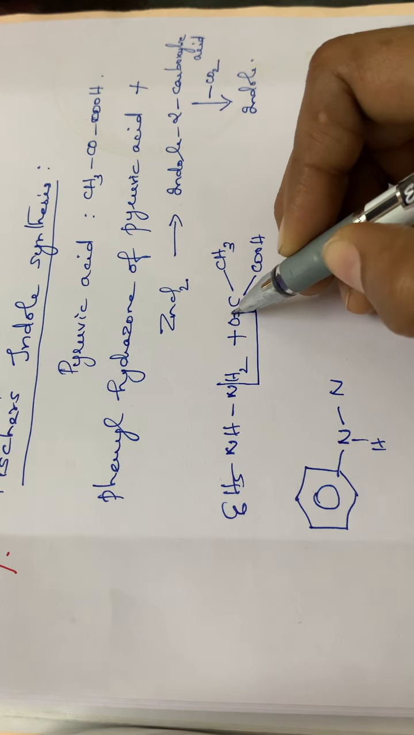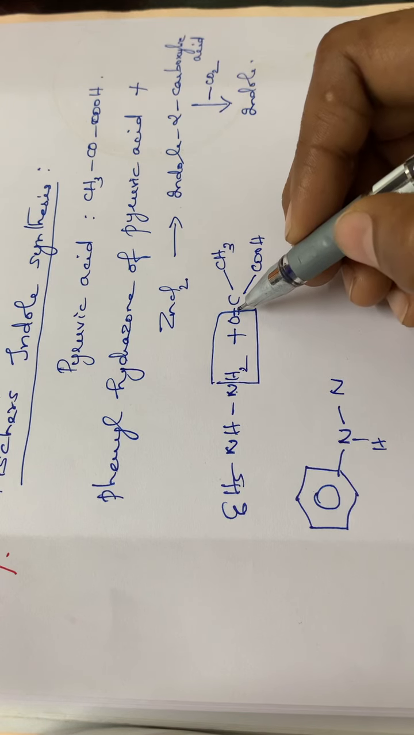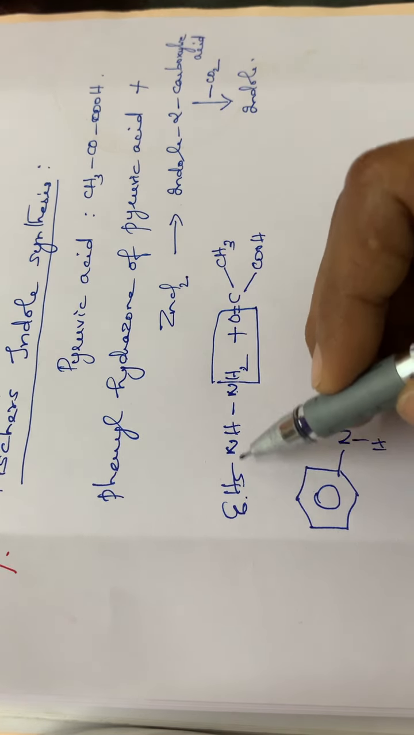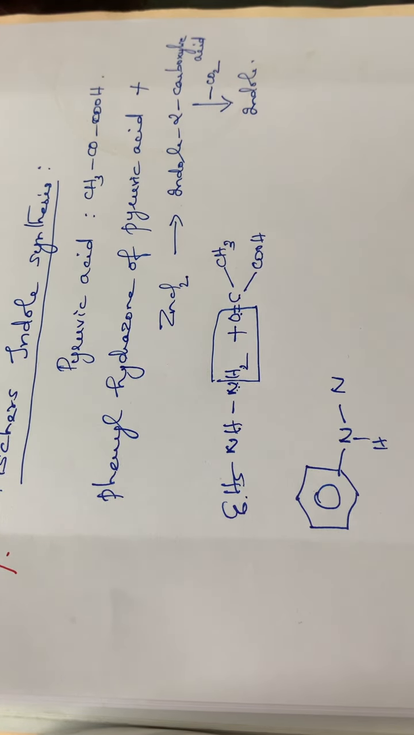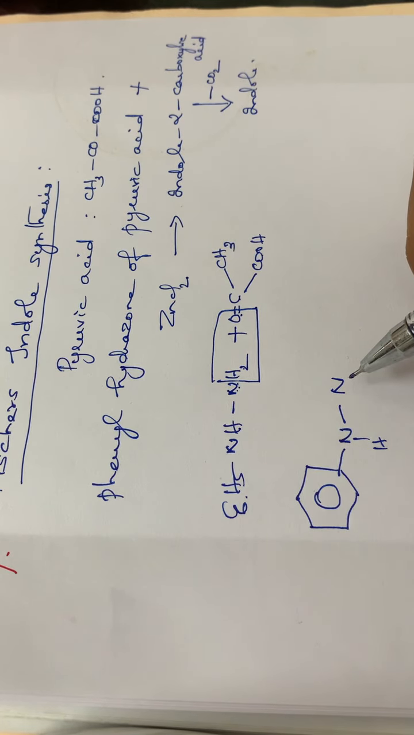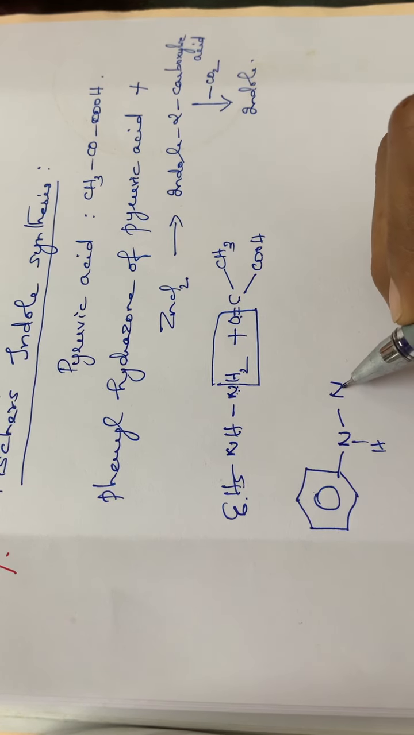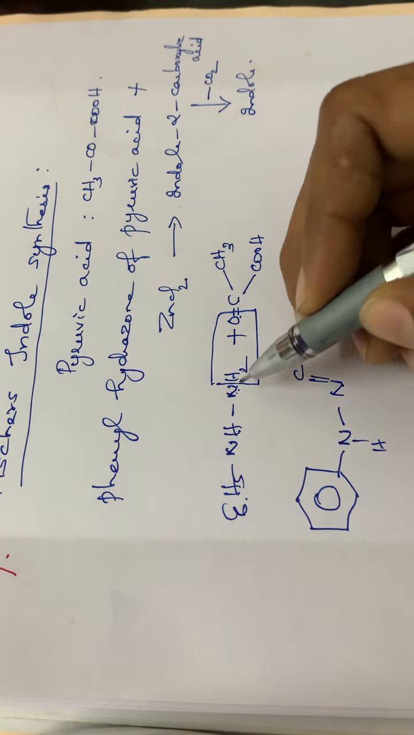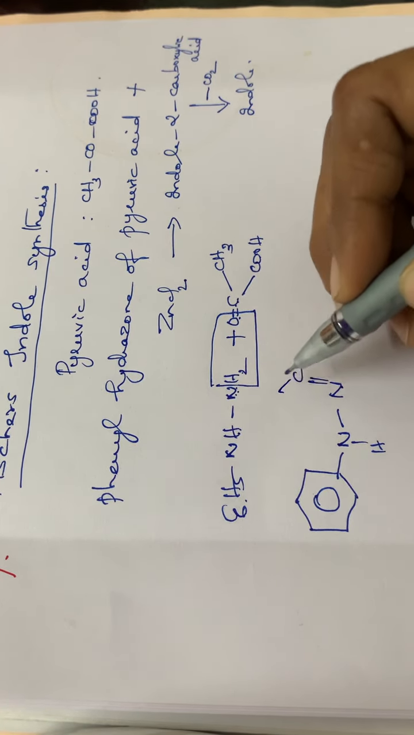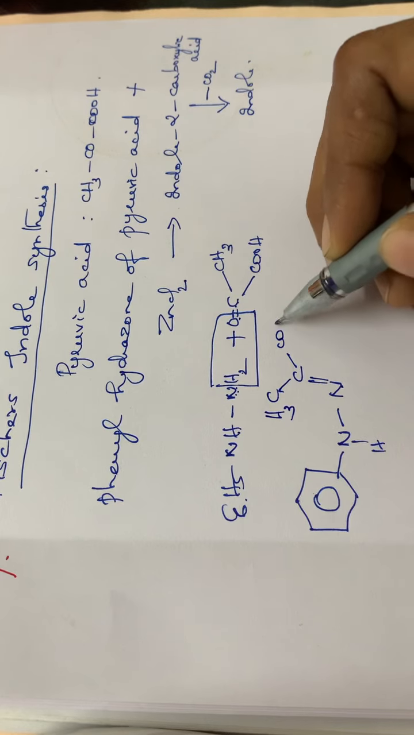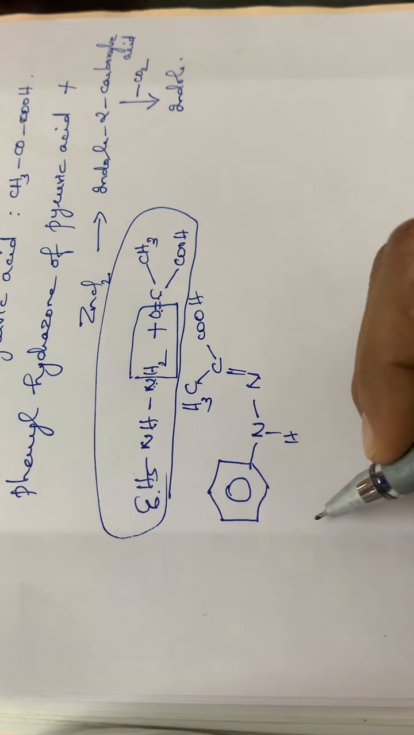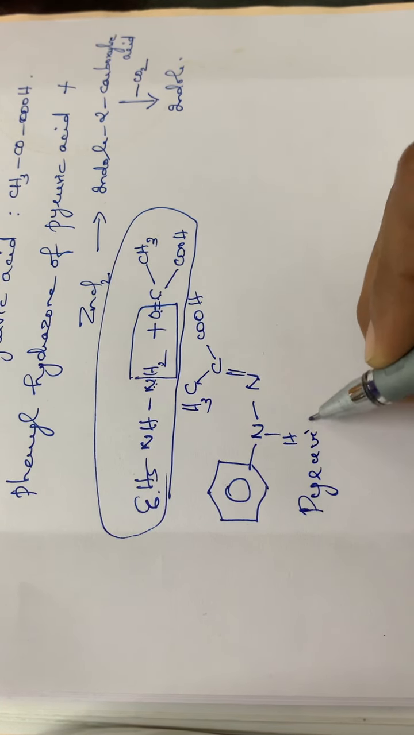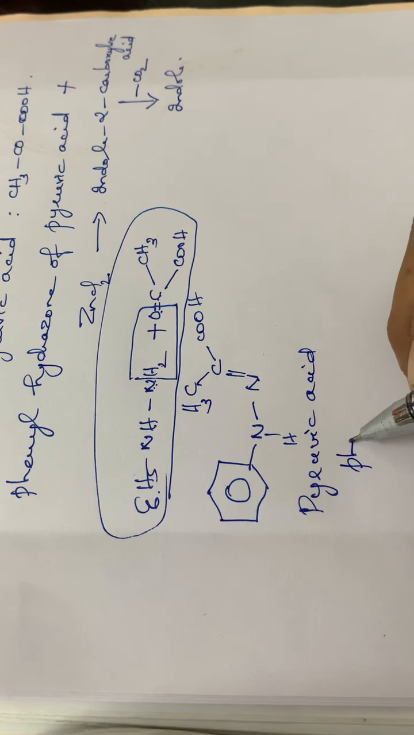See here, the two hydrogens from nitrogen will be condensing with the oxygen, so that the product is C6H5NH, N double bond C, then CH3, COOH. That product I am writing here as pyruvic acid phenyl hydrazone: C6H5NH, N, double bond C, then CH3, then COOH. So this is pyruvic acid phenyl hydrazone.